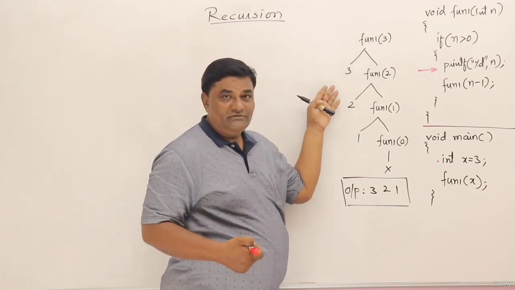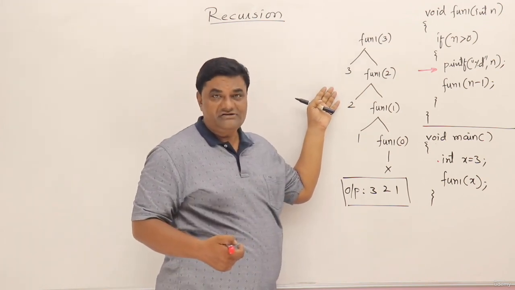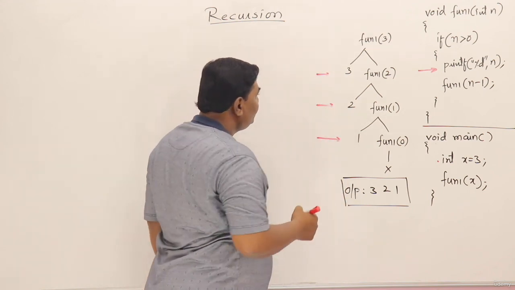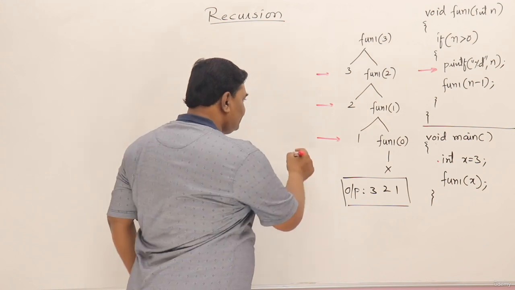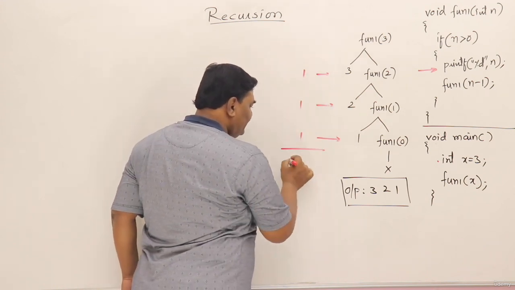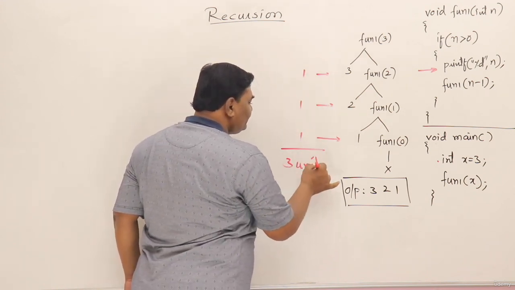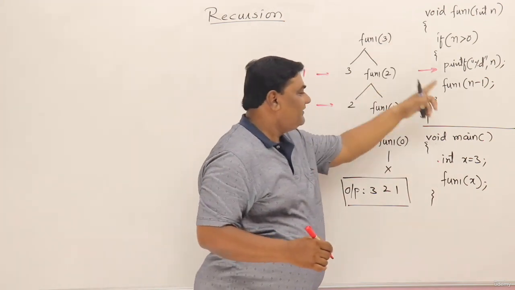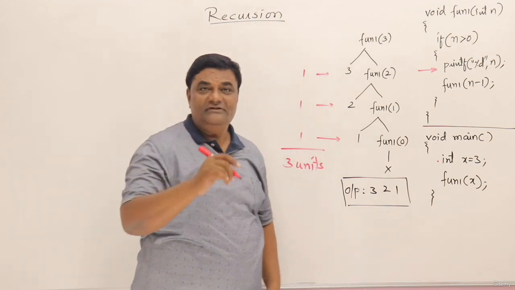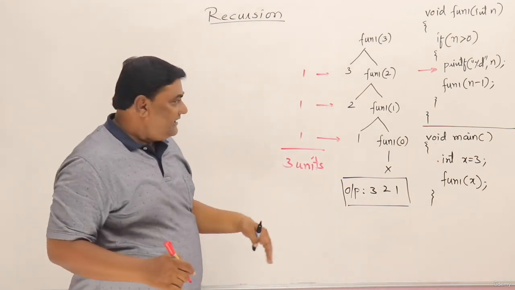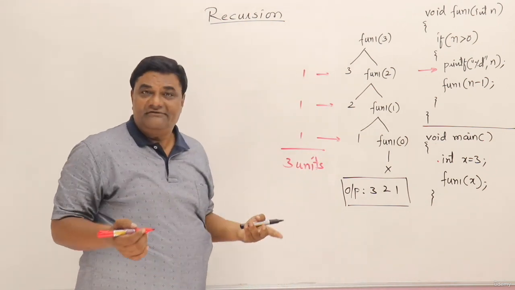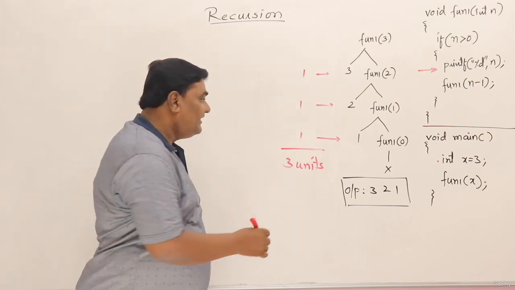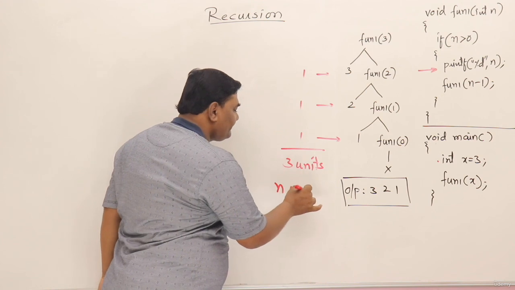So let us look at the tracing tree or recursion tree. Here it is printing 1 time, 2 times, 3 times. So in total how many units? 1, 1, 1. So I can say it takes 3 units of time for the value of n as 3. If I make it 5, then it will take 5 units of time. Then for n, it will take n units of time.